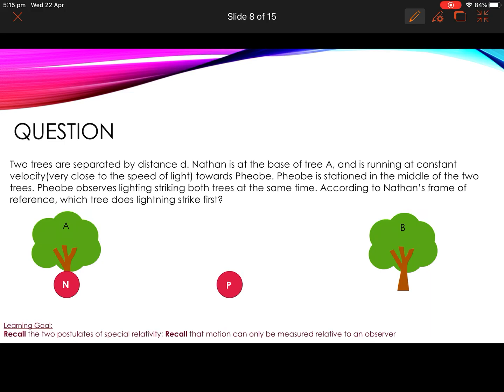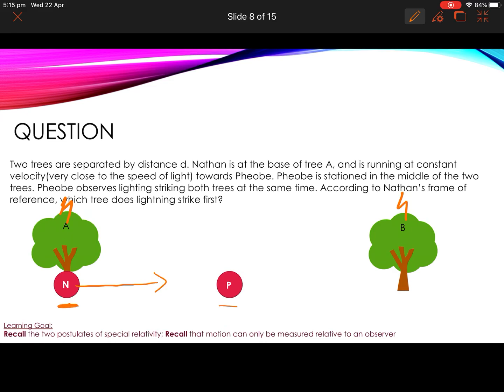So let's consider this scenario here. It's a bit of a question, and pause it if you want to have a go and think about it. But essentially we have two trees. Let's think about the fact that we have two trees and they're separated by a distance d. We have Nathan at the base of tree A, and we have him running at a constant velocity towards Phoebe, which is this way, all right? And Phoebe is stationed in the middle of the two trees. Now, all of a sudden, Phoebe observes lightning striking both the trees. It's a really bad lightning bolt. We see her observing lightning striking both the trees at the same time.